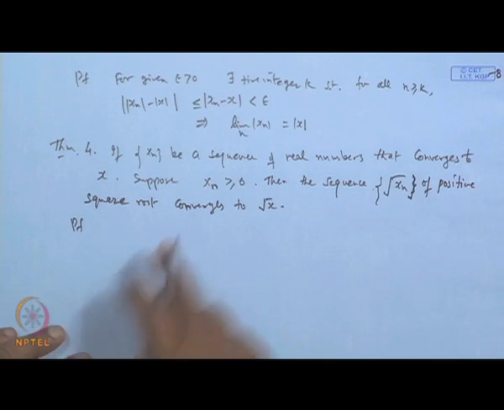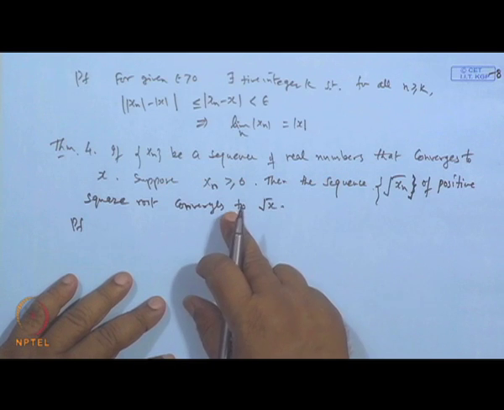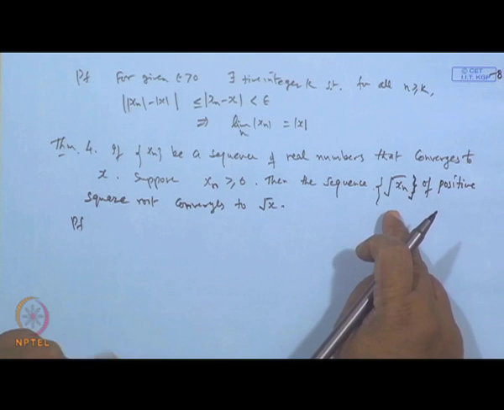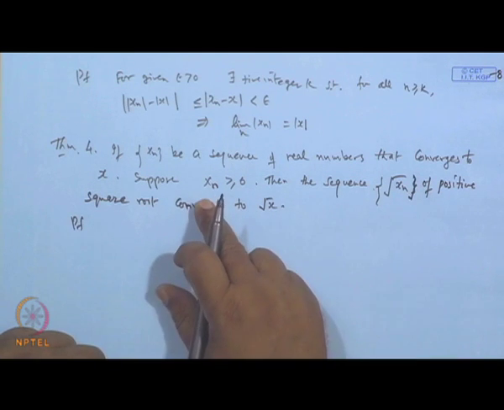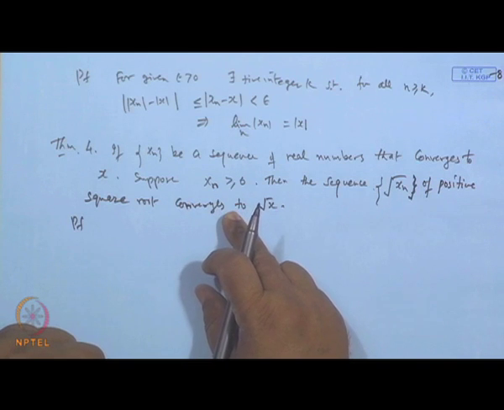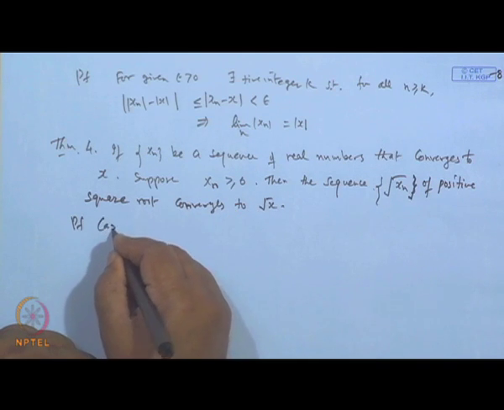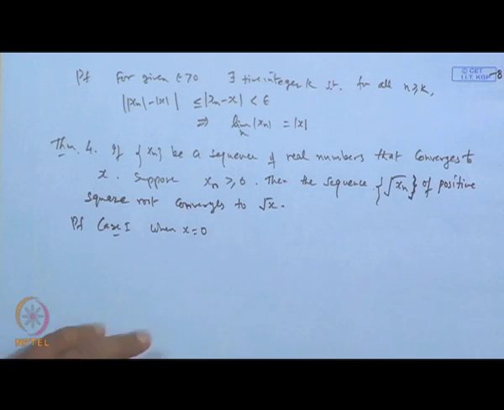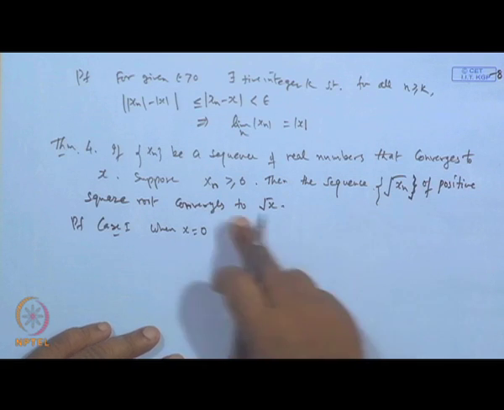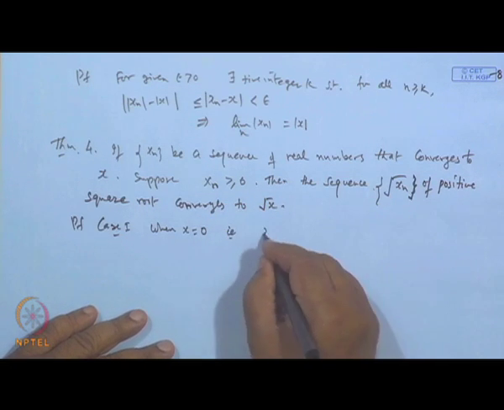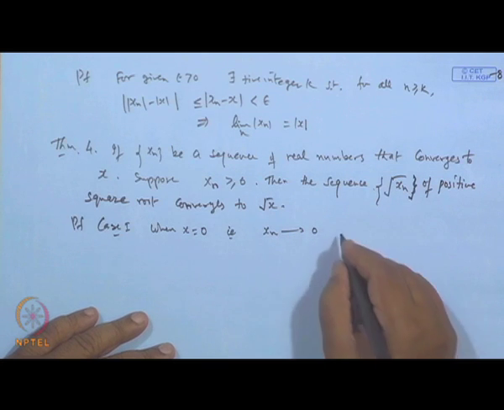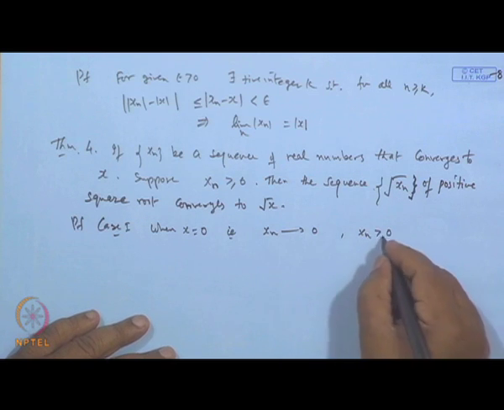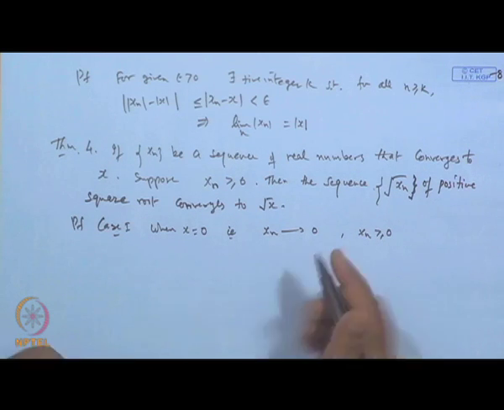The proof is, since xn is a sequence of real numbers that converges to x, and we are assuming xn to be greater than or equal to 0, the limit point cannot be negative. So, we are considering only two cases: x is equal to 0 and x is greater than 0. So, case 1, when x is equal to 0. So, when x is equal to 0, the xn sequence is converging to 0, that is xn is tending to 0, where the xn's are all greater than or equal to 0.